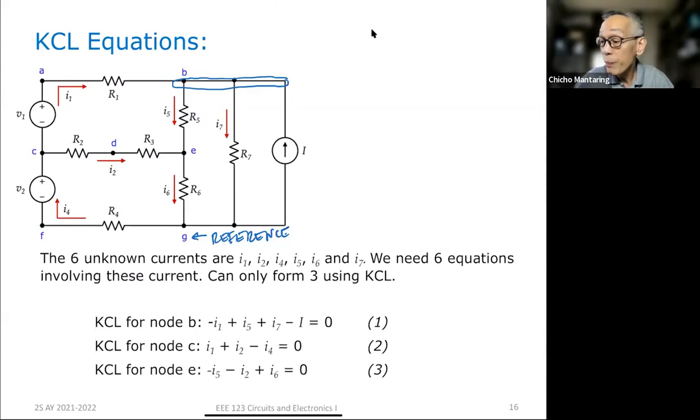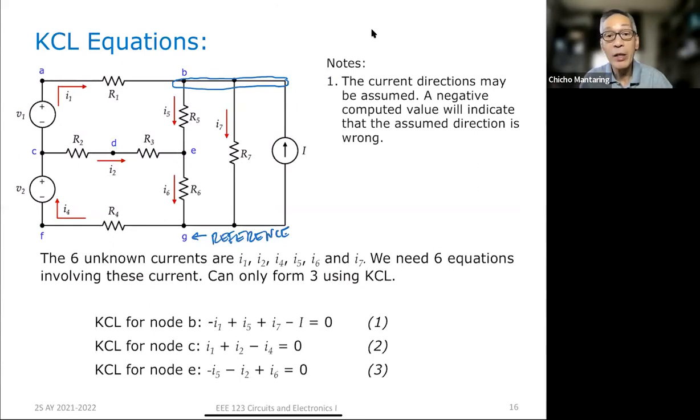So I will not take the KCL for node G, because the KCL for node G will not be independent of these three. In fact, if I eliminate I1 and I5 from these three equations, I'm going to get the KCL equation for node G. You can do that as an exercise. So I have three KCL equations and I have 6 unknowns.